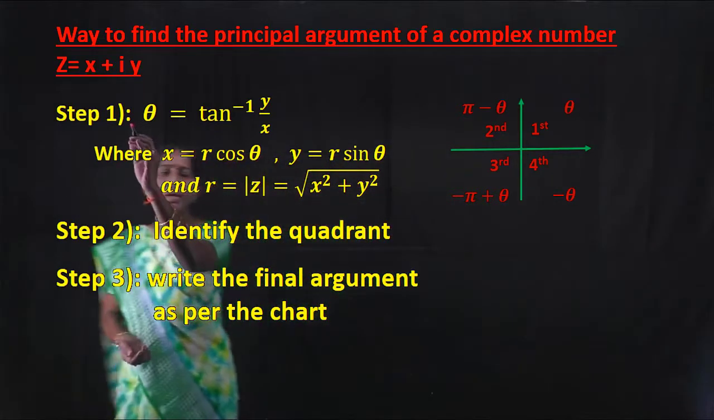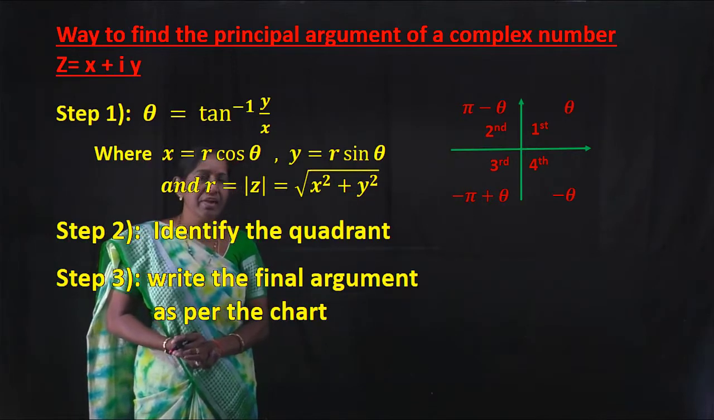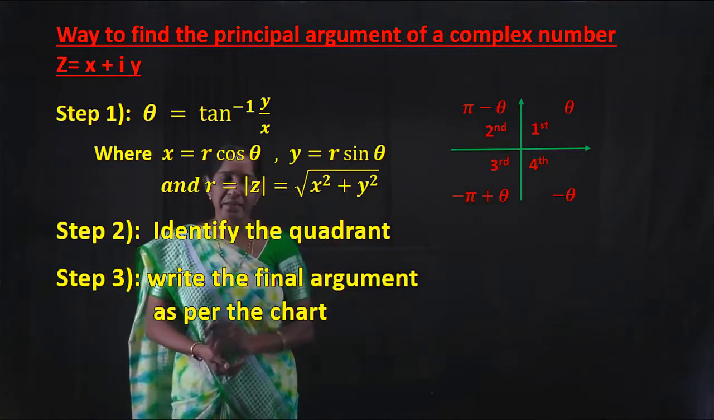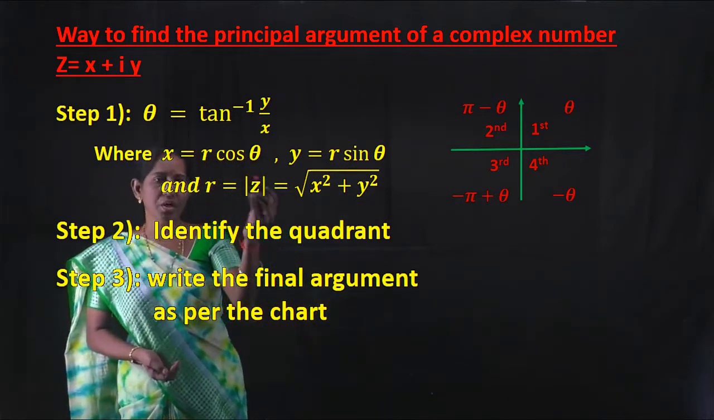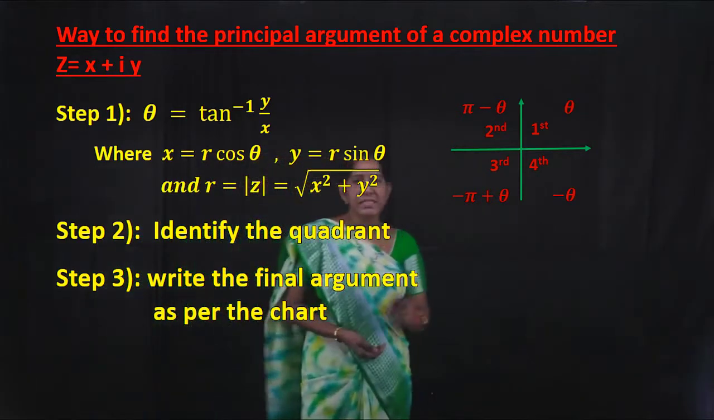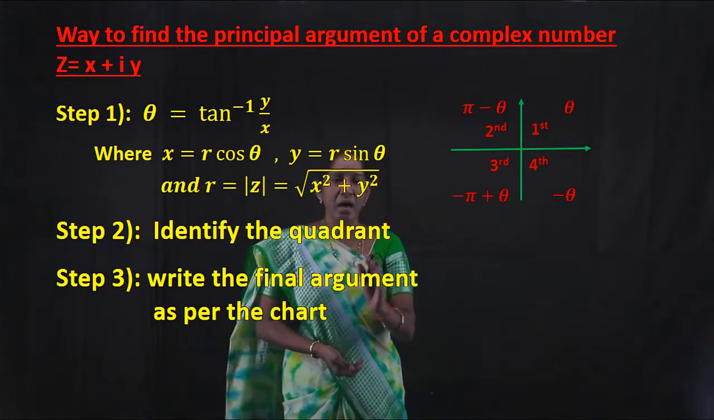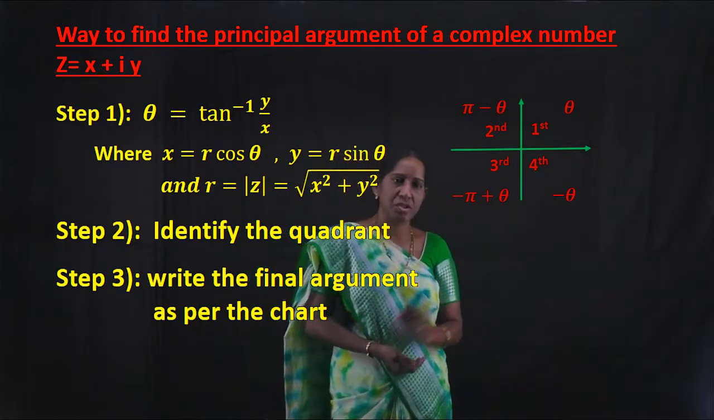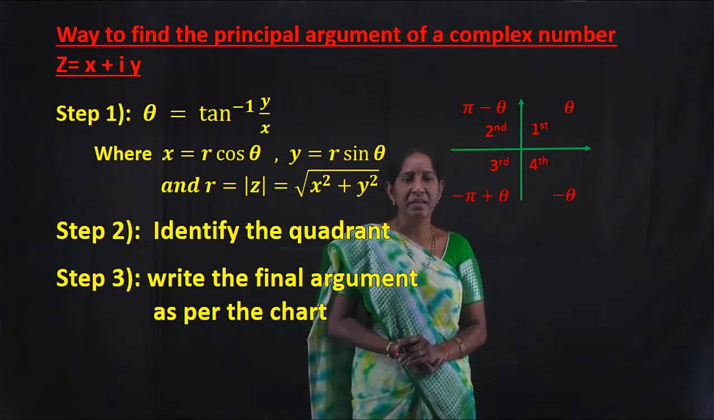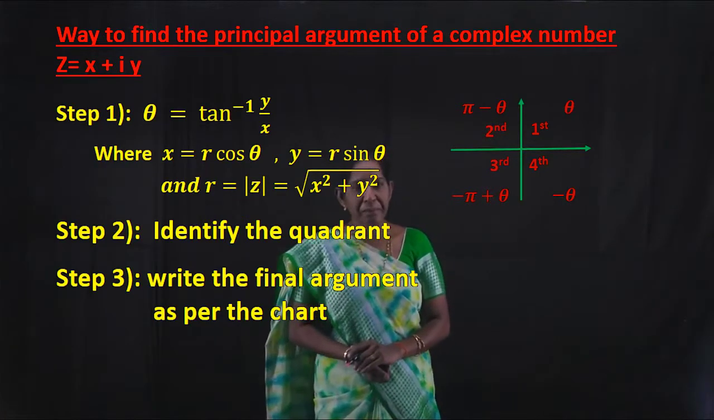So step 1, first find theta, that is tan inverse y by x, where x is equal to r cos theta, y is equal to r sin theta, and r equal to mod z, that is equal to square root of x square plus y square. And step 2, identify the quadrant. Step 3, write the final argument as per the chart. Suppose in first quadrant, principal argument equal to theta. In second quadrant, principal argument equal to pi minus theta.